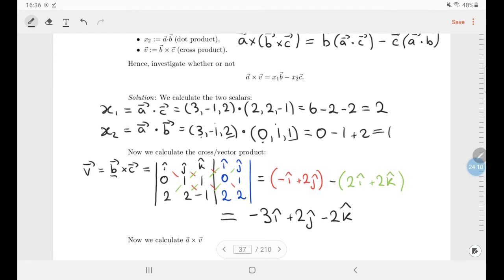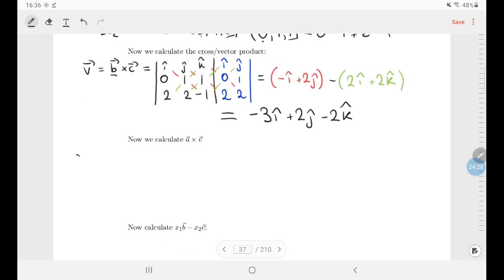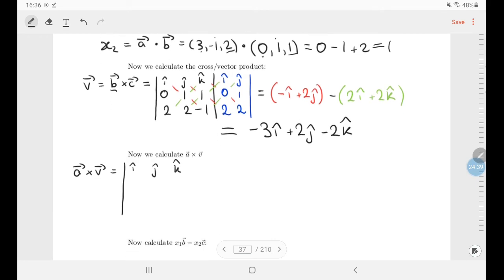Now what we have to do is, so I've calculated x1, x2, and v. We have to investigate these two. So what we're going to do is calculate the left-hand side first, and then the right-hand side, and we will compare. Okay, so a cross v I have to do now. So a cross v: i, j, k. Let's get a. A is 3, minus 1, 2, and that goes first. And v we just calculated is minus 3 along the x, 2 along the y, and minus 2 along the z.